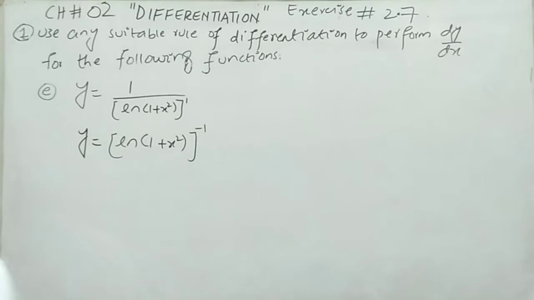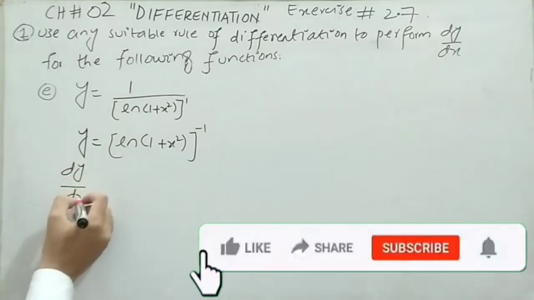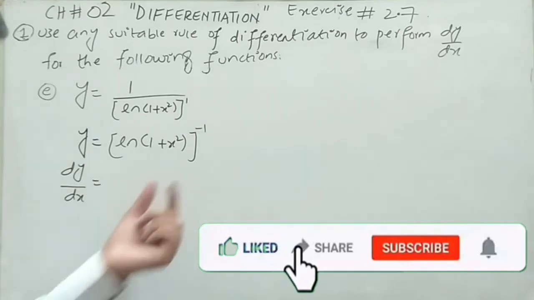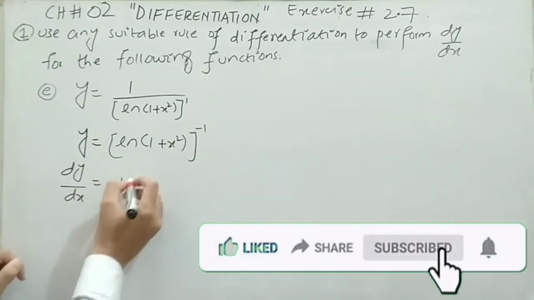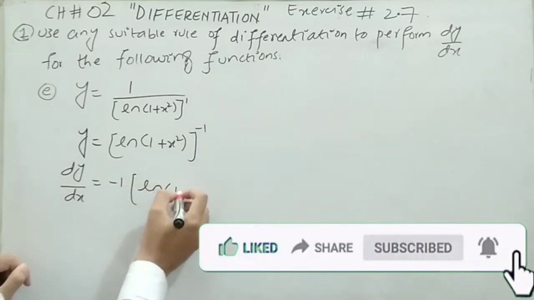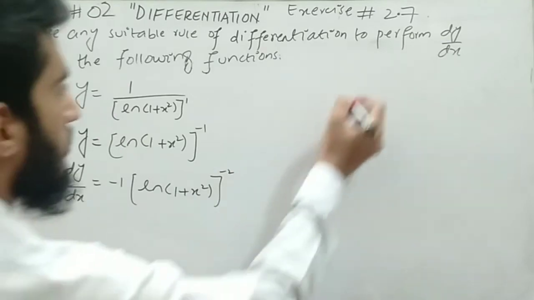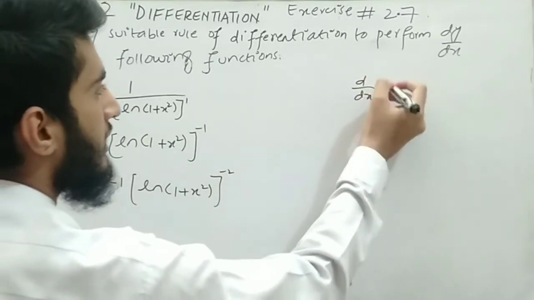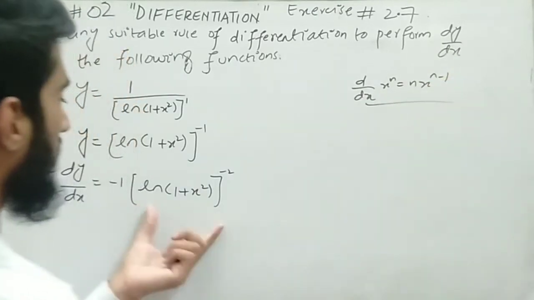Now after this we are going to find the derivative. For the derivative we will take d by dx on both sides. So dy by dx will be equal to, now here we will use the generalized power rule. The power will come to the front and we will subtract 1 from the power, so it becomes minus 2. According to the generalized power rule of differentiation, d by dx of x power n will be equal to n x power n minus 1, using this formula over here.